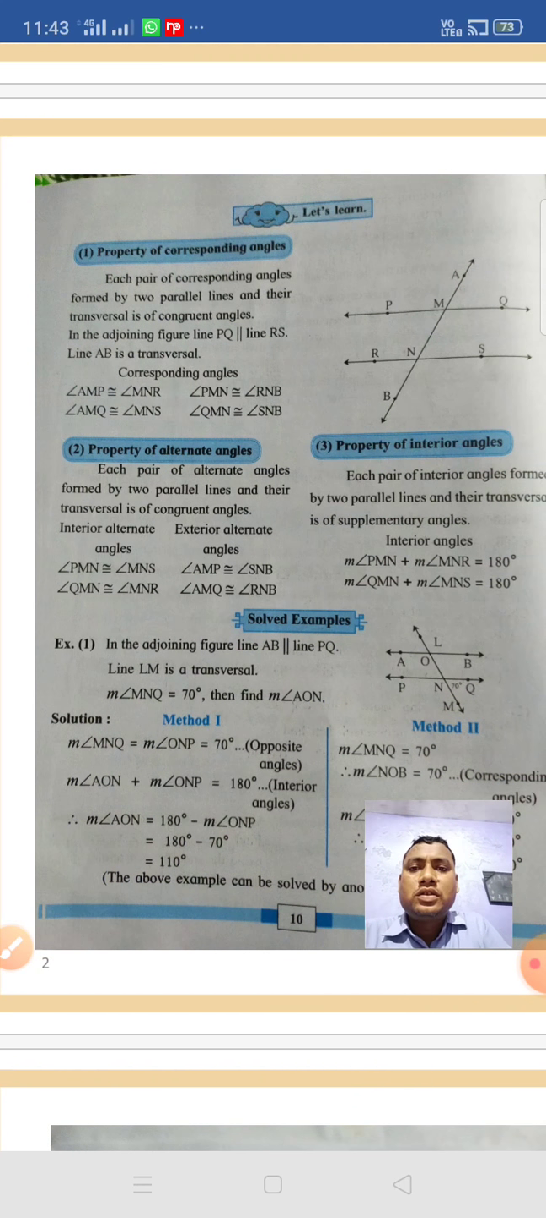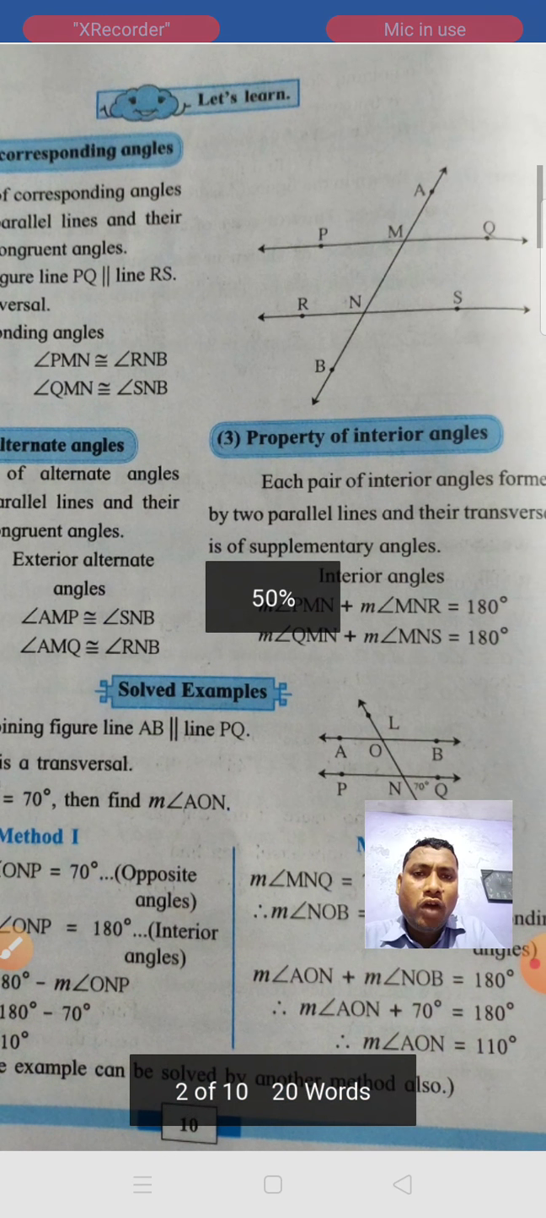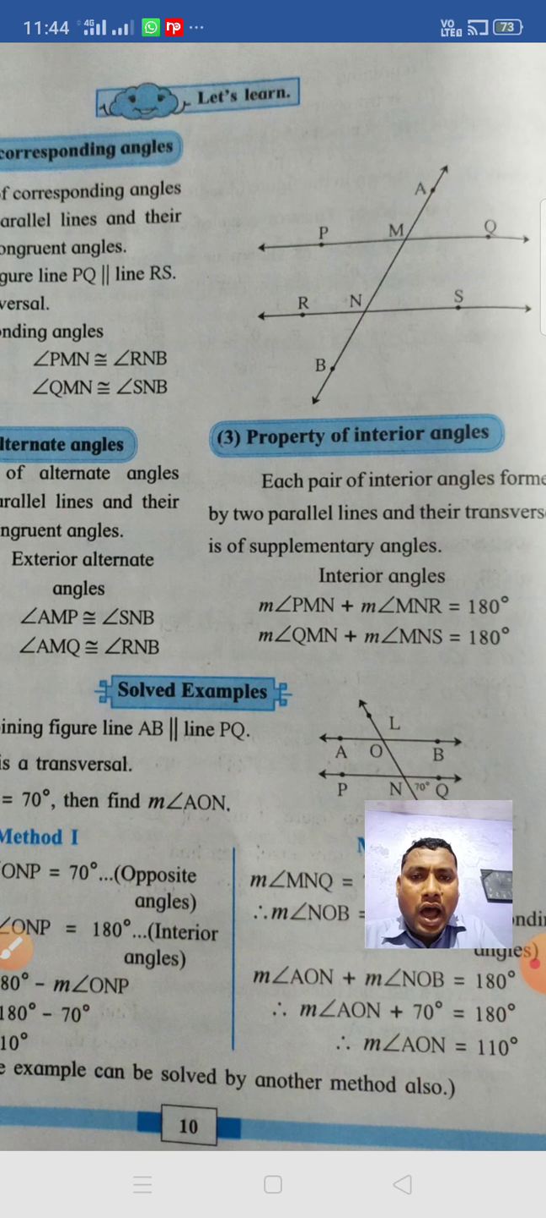So first, that is the property of corresponding angles. Now how to tell that property of a corresponding angle? Each pair of corresponding angles formed by two parallel lines and their transversal is congruent. Students, see figure 1. There are two lines PQ and line RS, they are parallel and AB is a transversal.